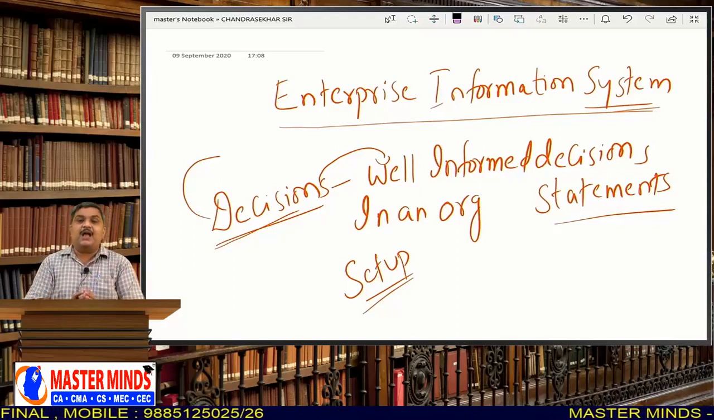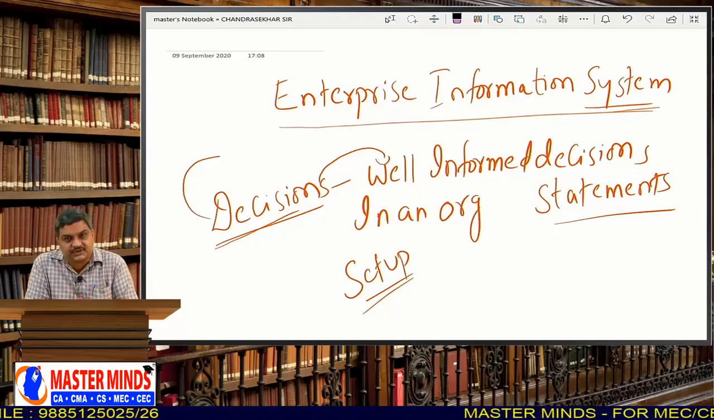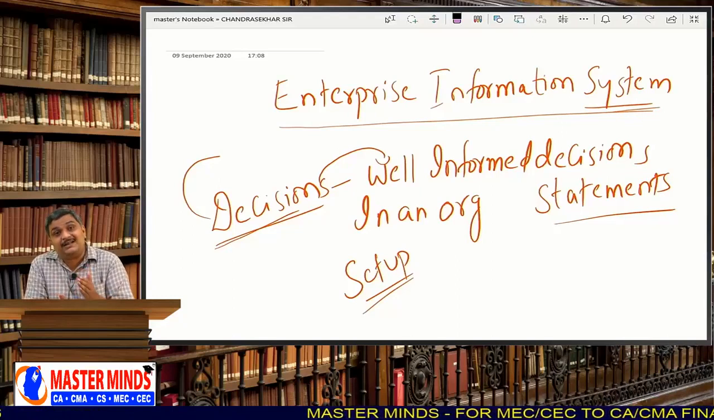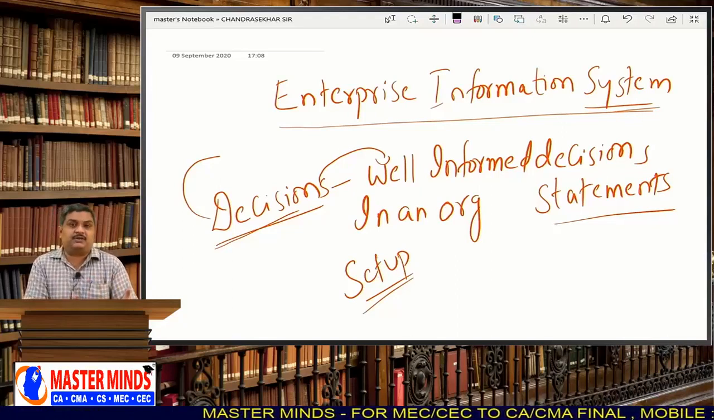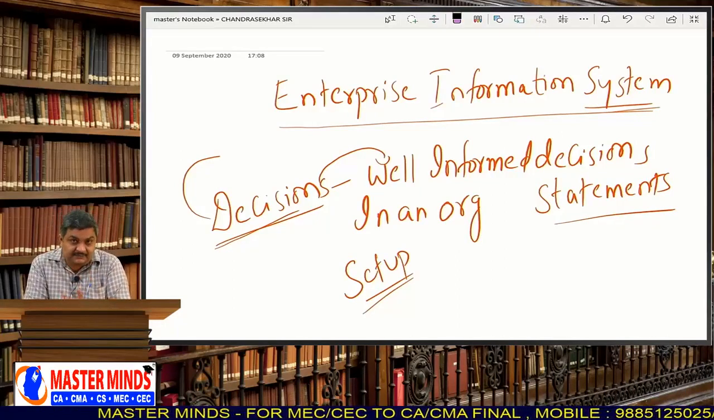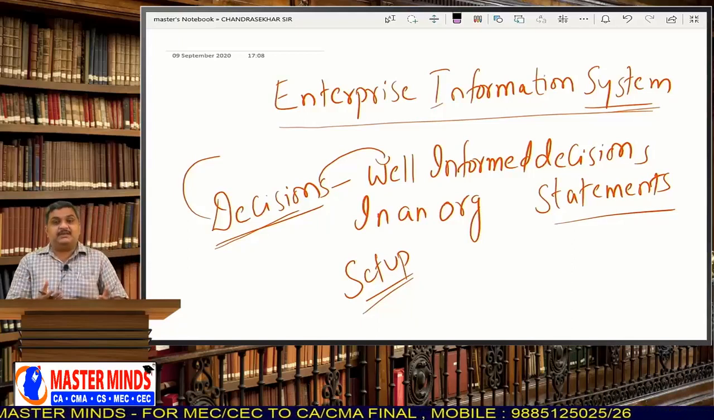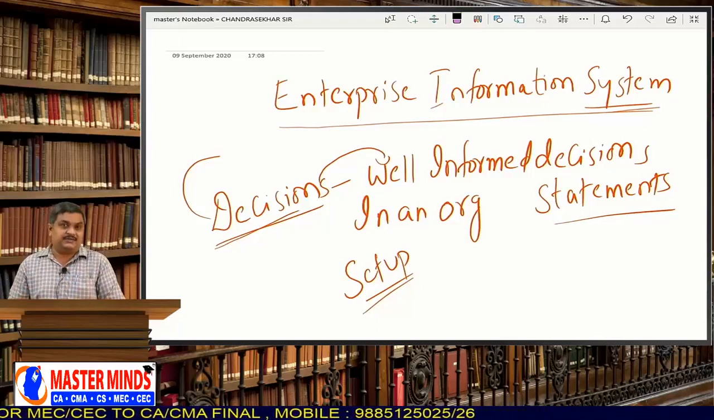That means a chartered accountant should have a knowledge of information systems, their risks and their controls. Because first he has to check whether the organizational information system is perfect or not. If the organization's information system is not perfect, then we cannot believe the statements and the reports that are being generated by that information system.